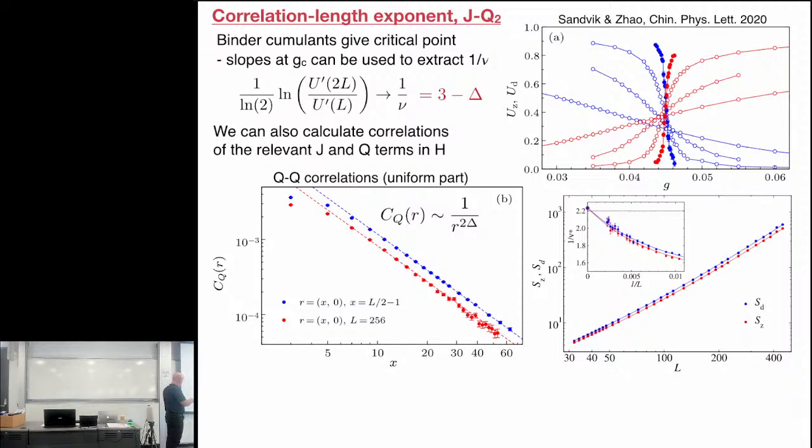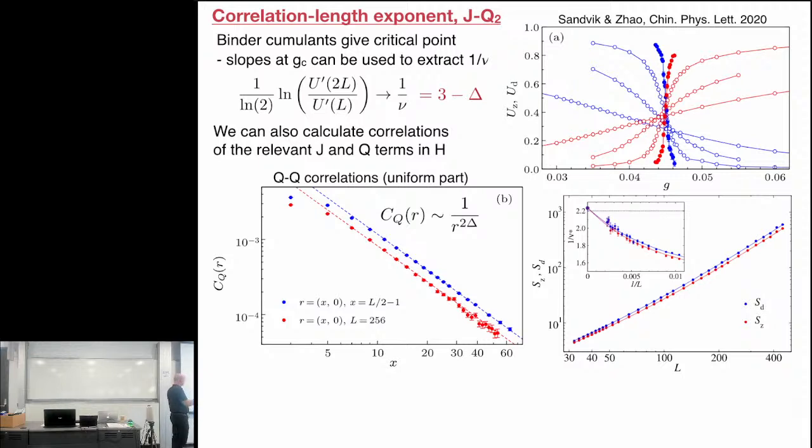There's not even any major corrections apparently. But again, the decay is fast, so we cannot go to super long distances. But this scaling dimension Delta corresponds to 1 over nu being around 2.2. So that's drawn with this line here.